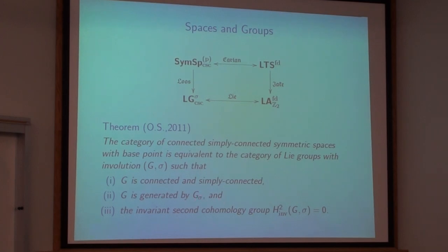G sigma, that space I defined many slides ago, is a symmetric space. I remember it was an example I gave: you start with a Lie group with involution, and there is a symmetric space sitting inside of it. So the group G is generated by G sigma, and then the invariant set of the homology group of G is zero. Thank you very much.